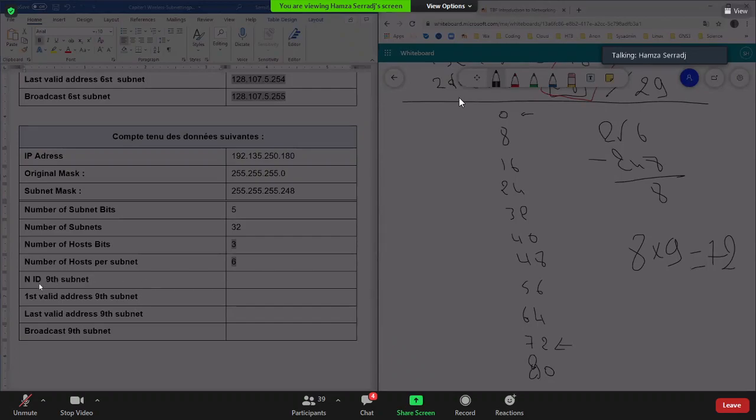But if he asks for the network ID of the 9th, including the 0, I will end up with this one, so I need to subtract 1 from the 9th. So it's 8 times 8, and I will find 64. That's it. So we can do it quickly. If he's asking me, for example, for the 20th, I need to take 8 times 19, and I will find out which one it is.